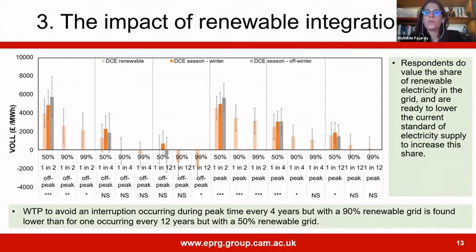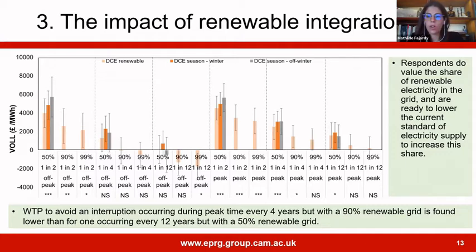And so we now move to the other half of the respondent pool, which received a different version of the DCE where the season of interruption was replaced with the share of renewable in the grid, either 50%, 90% or 99%. This graph shows VOL for different frequency, time of day and renewable integration, again with the level of significance in the bottom. One clear conclusion is that respondents value greater share of renewable electricity in the grid and are ready to accept or pay for a lower standard of electricity supply to increase this share.